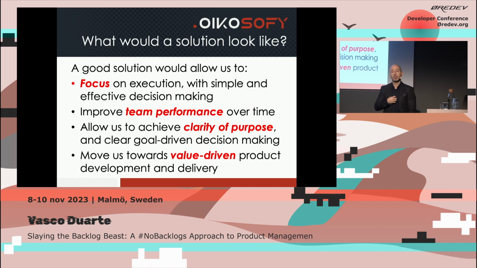But when I think about this problem, what I'm looking for is something that gives us a focus on execution with simple and effective decision making, helps us focus on improving team performance, because team performance, remember the social complex problem? Team performance is actually one of the biggest problems in large system development. It is also in small system development, but in large system development, it's even more of a problem. Allows us to achieve clarity of purpose so that we have clear, goal-driven decision-making. This is extremely important, as we will see as we move forward. And to focus ourselves on value, value-driven product development.